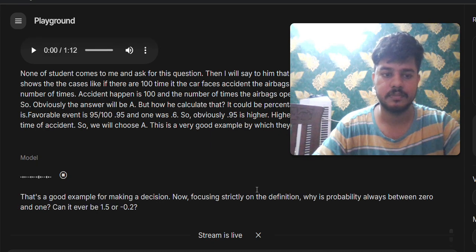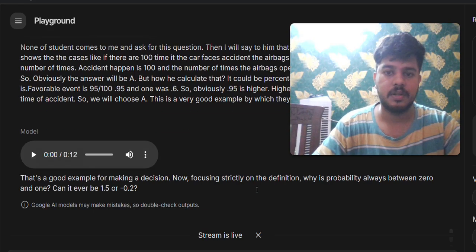Now, focusing strictly on the definition, why is probability always between 0 and 1? Can it ever be 1.5 or negative 0.2? In probability we have the formula, that is number of favorable events upon total number of events. For example, if we say that the sun will rise from east, that's a sure event, so the probability will be 1. And if we say that the sun will rise from west tomorrow, that is an impossible event, hence the probability will be 0.